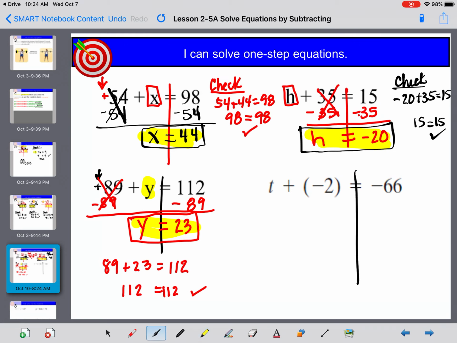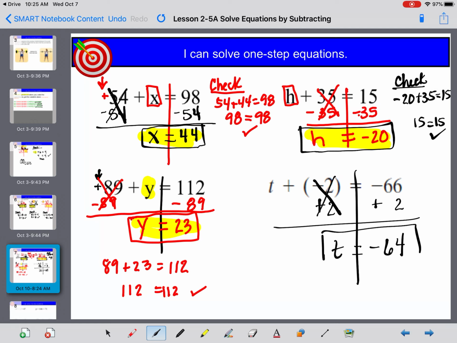T plus negative 2 equals negative 66. So I am going to add 2 to both sides. This equals 0. T equals negative 66 plus 2, which is negative 64. The signs are different, so I subtract the two numbers and make it negative because the 66 has the bigger absolute value and is negative.